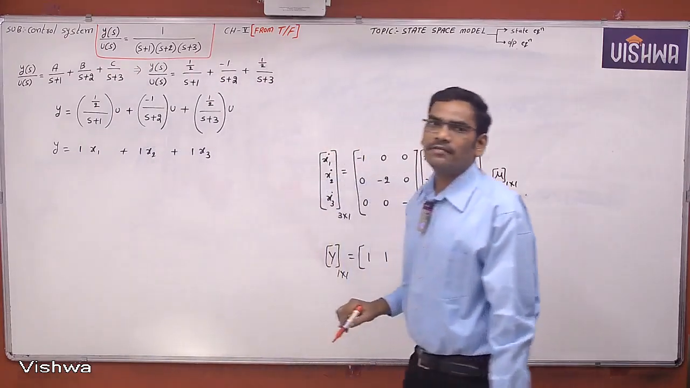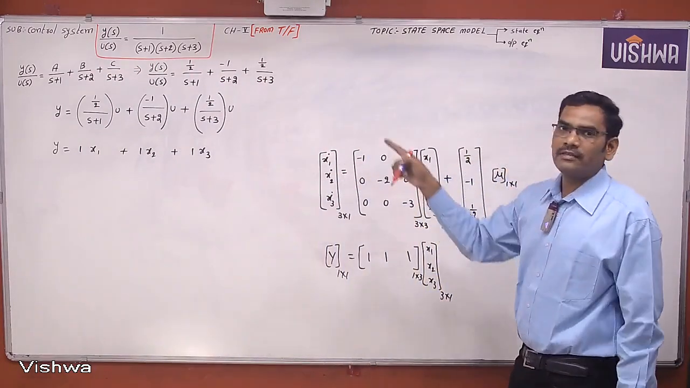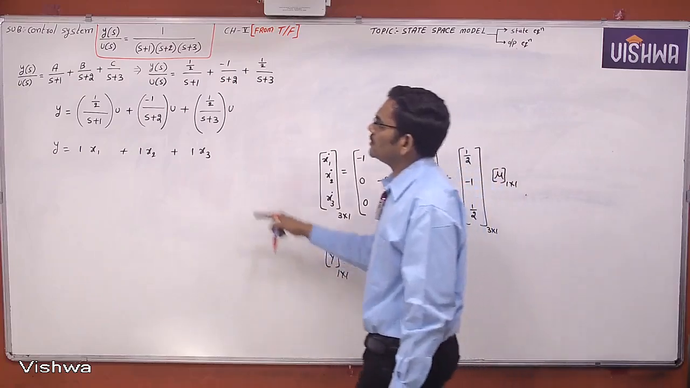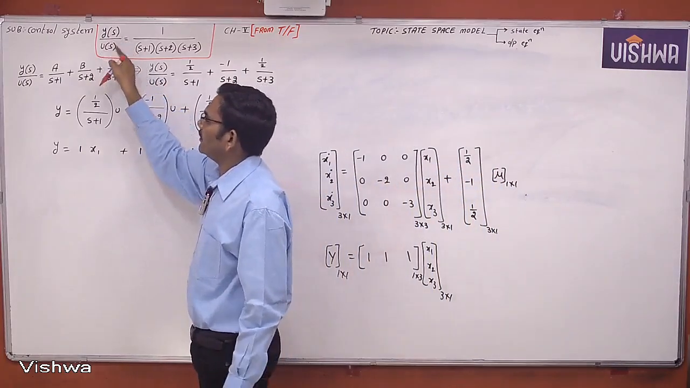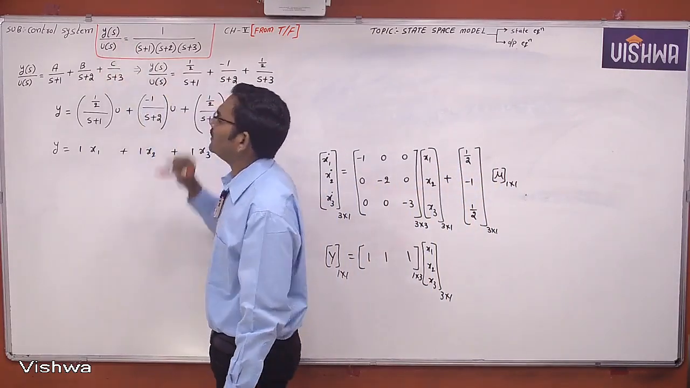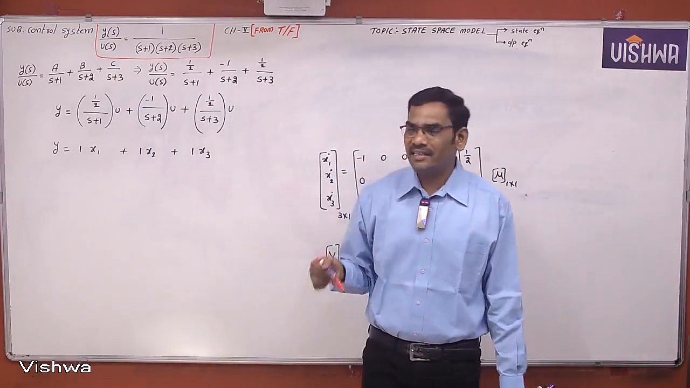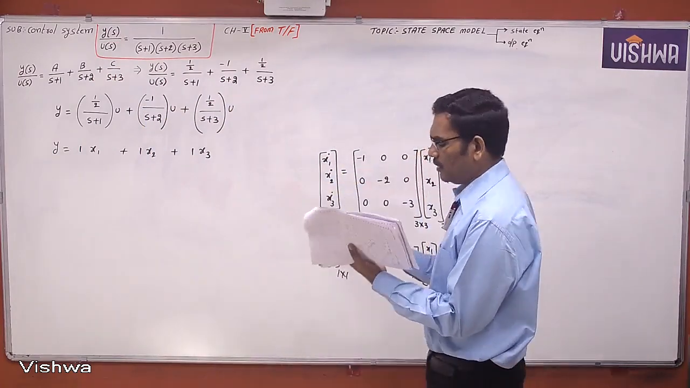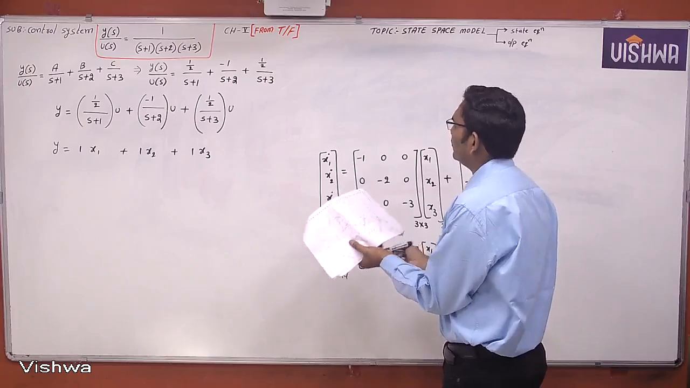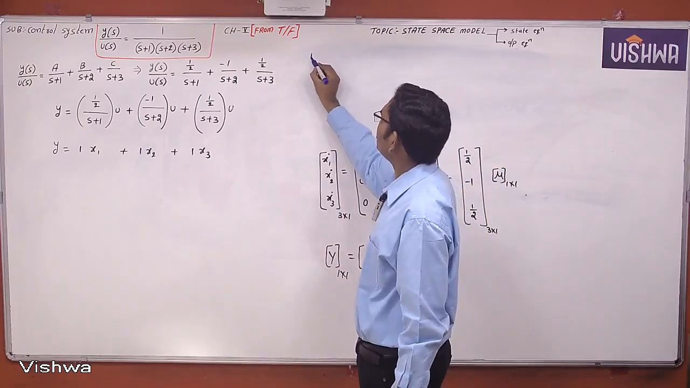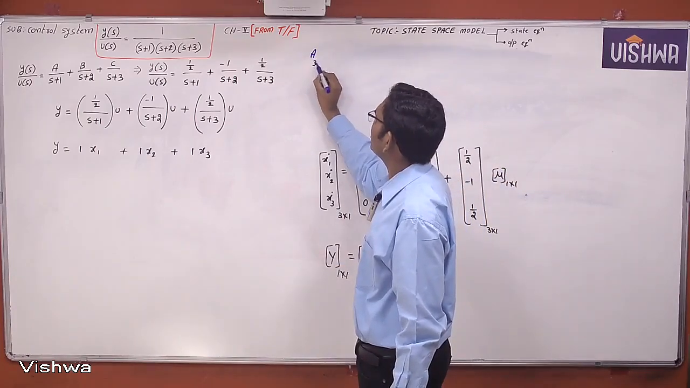Now what is the order of the transfer function? The order of the transfer function is 3 by 3. What is the highest power in the denominator polynomial? It is 3. Order is 3. So if order is 3, you know that the A matrix order is 3 by 3.